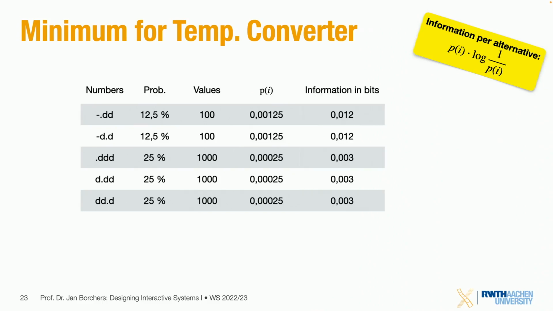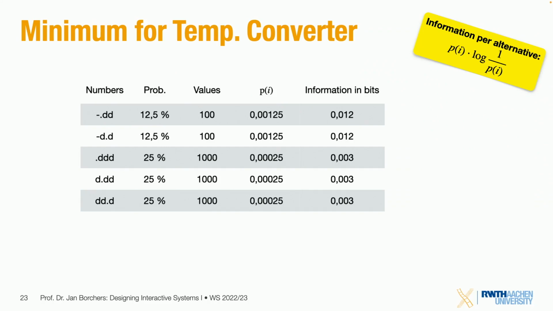Still clear, right? Easy enough. What's the information content in bits for each of these? Well, since we can compute the information content of a single alternative with this formula, pi times log 1 divided by pi, we get these values.